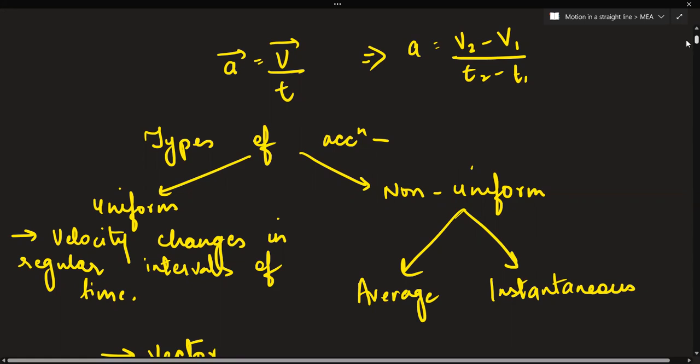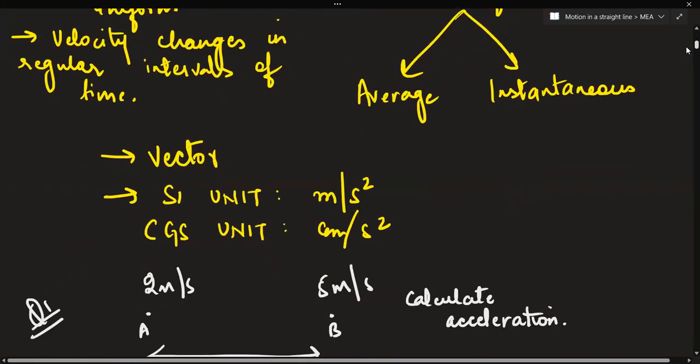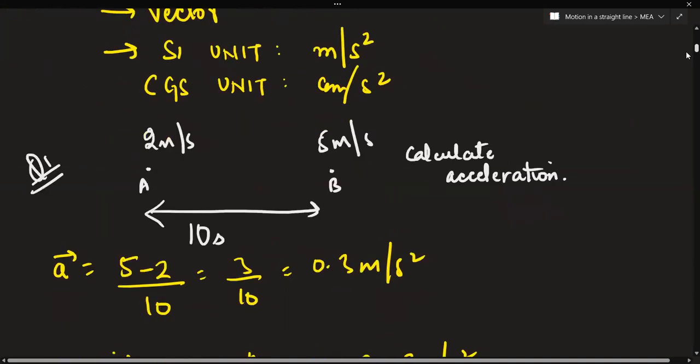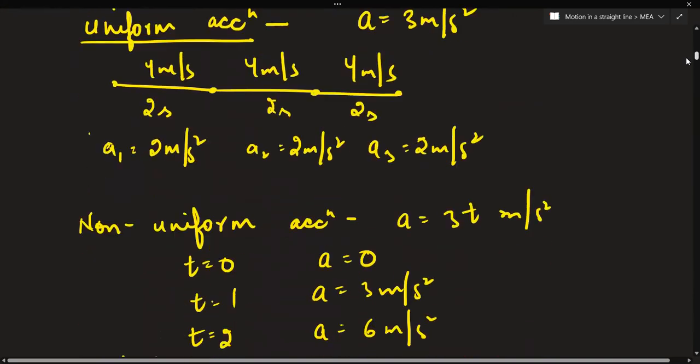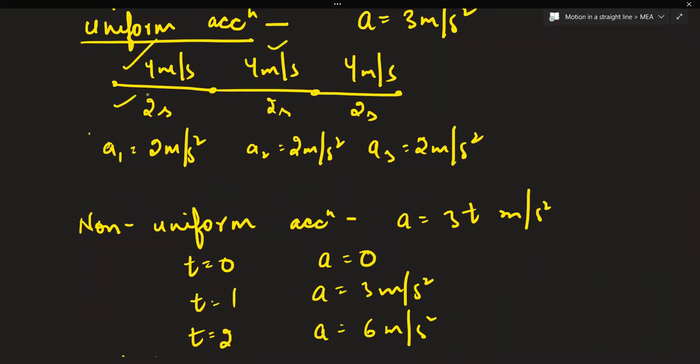For average, you take the duration. For instantaneous, you take the instant. This is a very basic question. See, this is what uniform acceleration and non-uniform acceleration are. In case of uniform acceleration, 4 meter per second in 2 seconds, 4 meter per second in 2 seconds. This will remain throughout, so you are getting acceleration as 2 meter per second square at every point. For non-uniform acceleration, let's assume this is 3t.